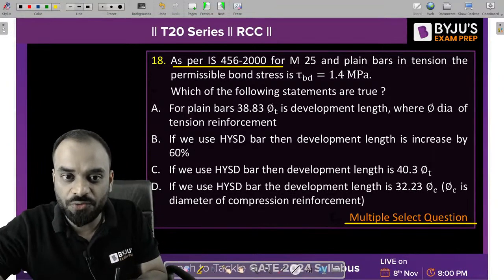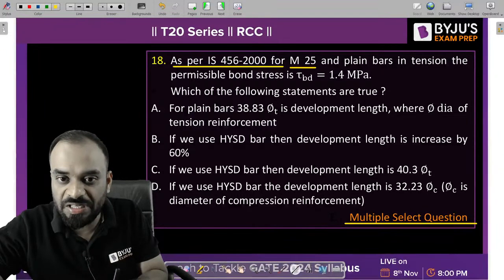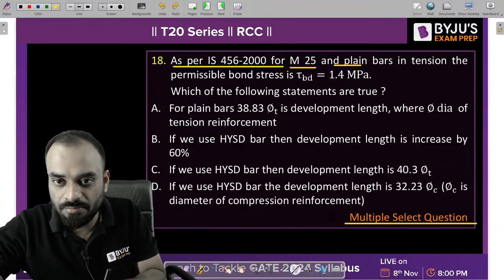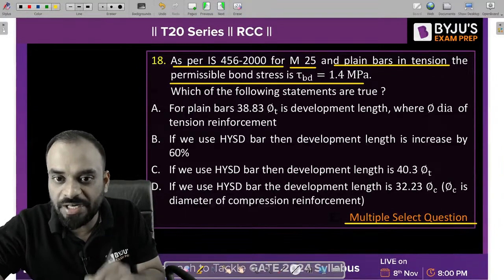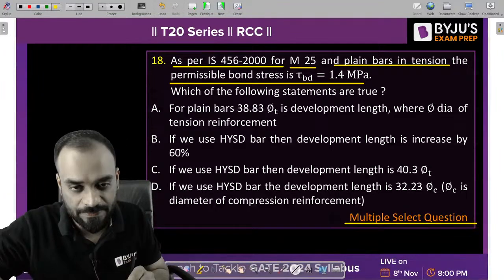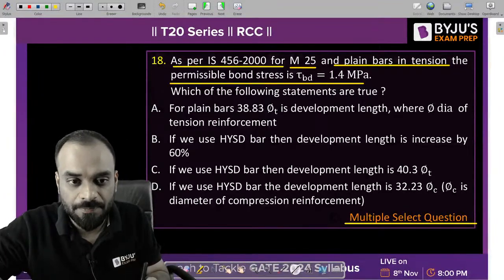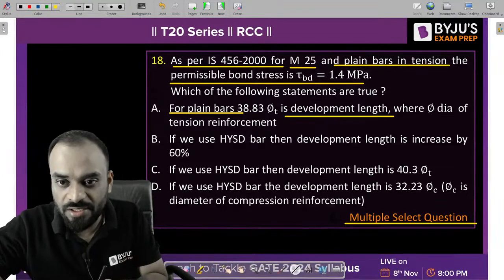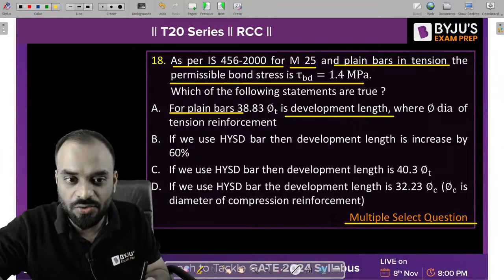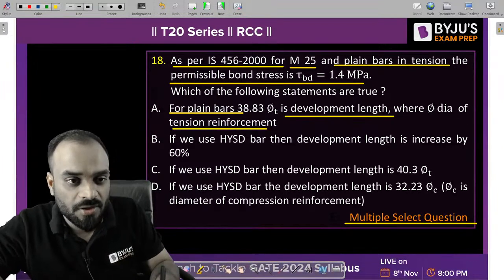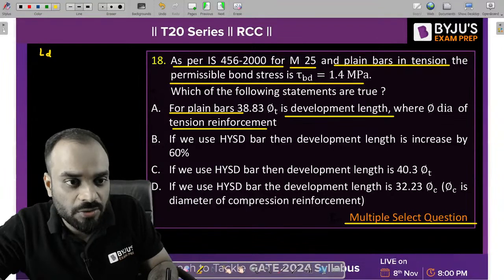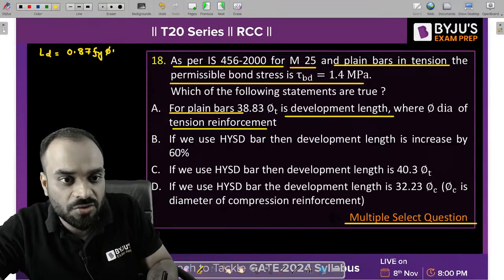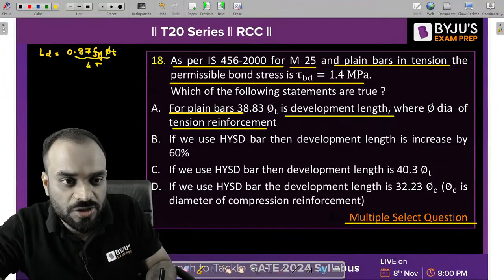So as per IS 456-2000, for M25 and plain bar which is in tension, the permissible bond stress is tau bd, and it is equal to 1.4 megapascal. Now as per the first statement, for plain bar, this value is the development length when the dia phi t is equal to dia of tension reinforcement. Now you know that guys, if we want to calculate the Ld value, which is development length, it is 0.87 fy into phi t divided by 4 times tau bd permissible.